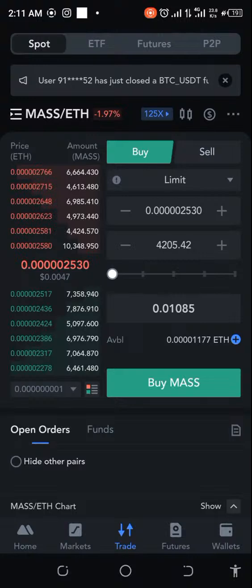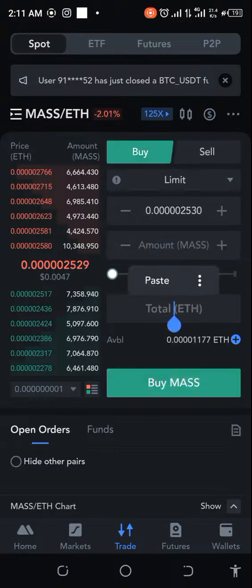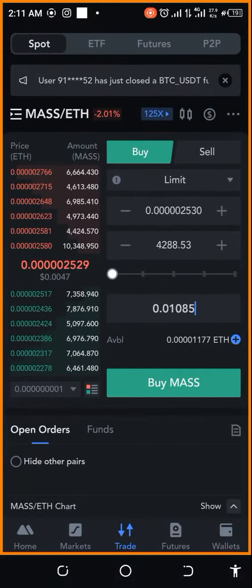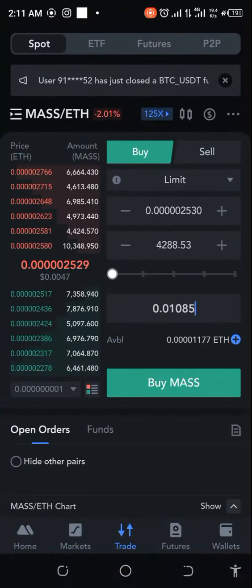So we have, no, that's not what we need to do. Okay, let me go back. Let's just do sell and buy again and put our ETH here. Okay, so we're back to 4288. Okay, 4288.